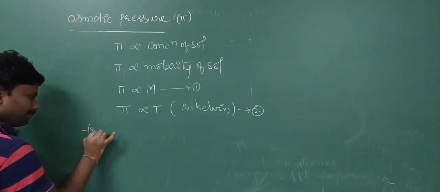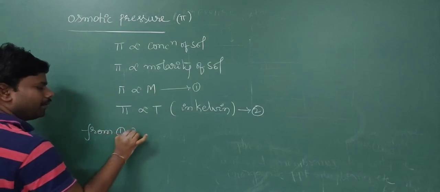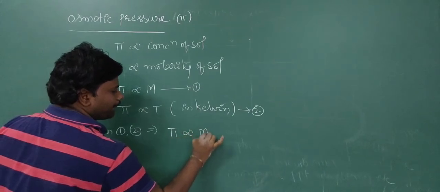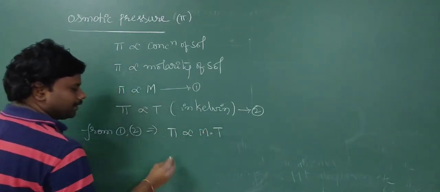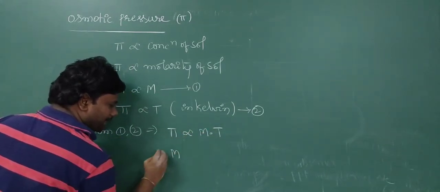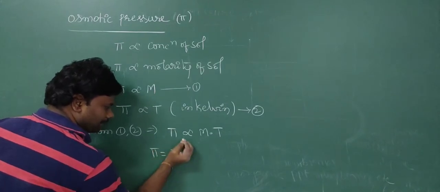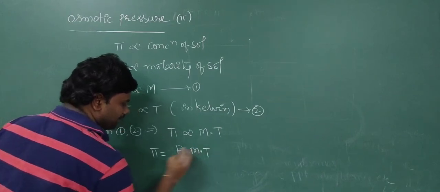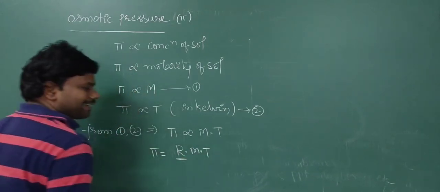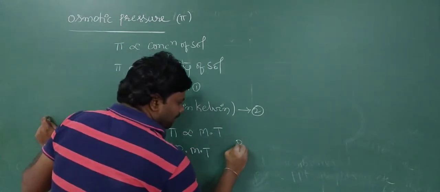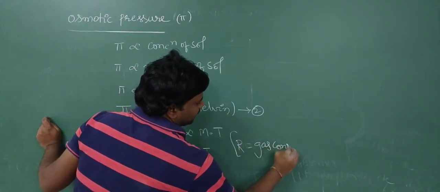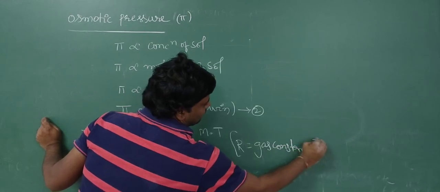From equations 1 and 2, pi is directly proportional to M into T. So pi is equal to RMT. Here R is the gas constant.